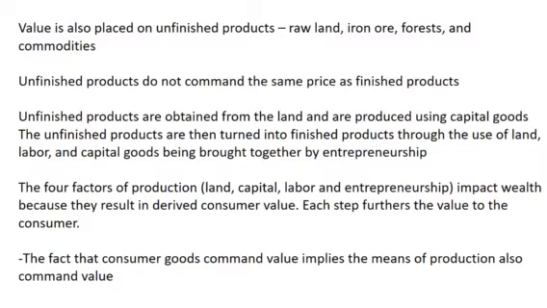Now, unfinished products are obtained from the land and are produced using capital goods, and the unfinished products are then turned into finished products through the use of land, labor, and capital goods being brought together by entrepreneurship. Entrepreneurship is your fourth factor of production, of course. The other three being land, capital, labor.